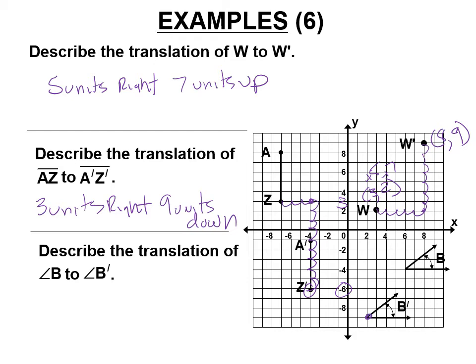Last one, angle B. So you just look at the vertex. That's all you've got to look at for an angle. So now we started at B. So we went 1, 2, 3, 4. 4 units left. Right, because we started at 6 and now we're at 2. And then 1, 2, 3, 4, 5. 5 units down. You always end at the prime.